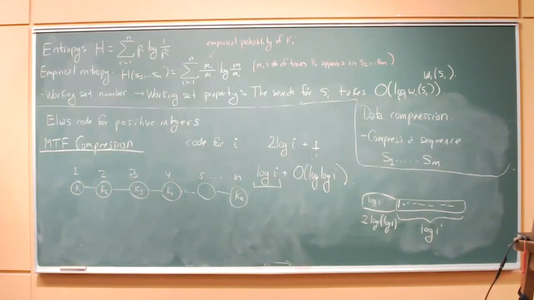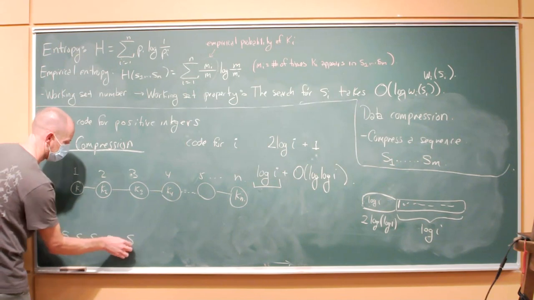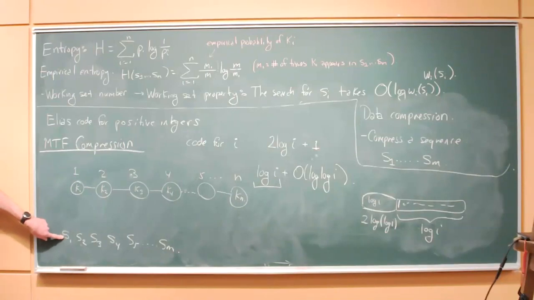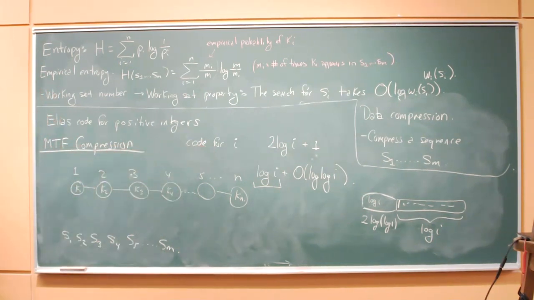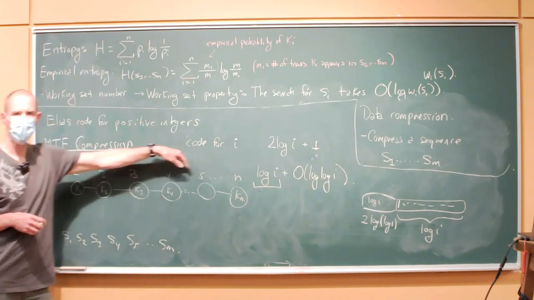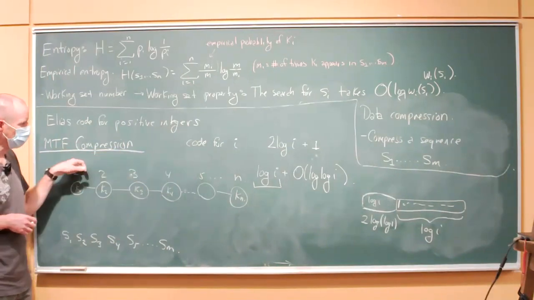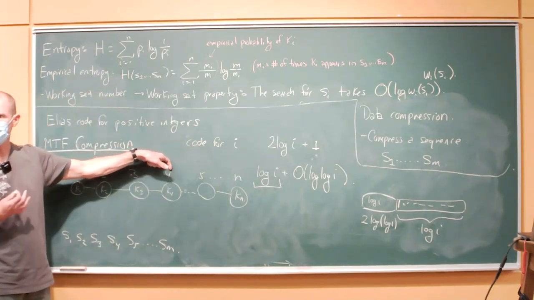Okay. So now I want to compress some sequence like this. So to compress the first element of the sequence, I'm just going to tell you where it is in the list. That's an integer between 1 and n. It's some value I. So I will use this code, log I bits plus O of log I bits, to tell you what the index is of that thing in the list.